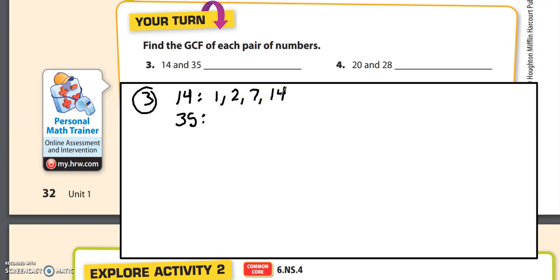And the factors of 35 include 1 and 5 and 7 and 35. And so I look at both lists. 1 and 1 are in both lists. 2 and 5 are not. 7 and 7 are in both lists. And that's the highest number there. Greatest common factor stands for the greatest number common to both lists. The answer is 7. So let's check out number 4.